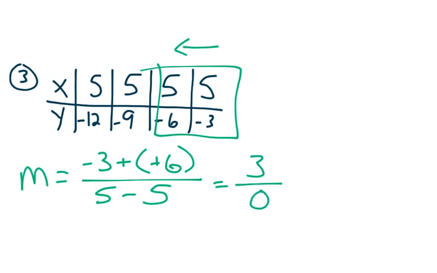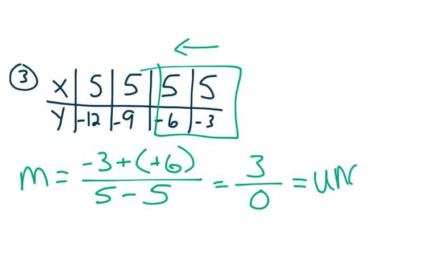5 minus 5 is 0. Now, if you try to divide 3 divided by 0 on your calculator, what you're going to get is an error, because you cannot divide by 0. You can't have 0 on the bottom. So if you get something over 0, your answer here is this.